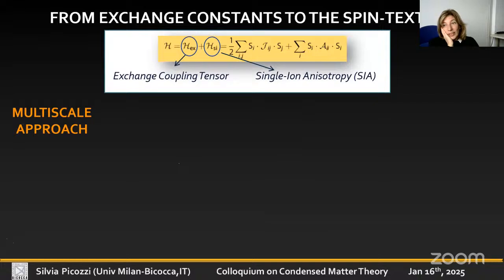Okay, but with DFT, you can only do small systems and zero temperature. And so to have some hint on the temperature dependence of the material, we generally use Monte Carlo simulation. So we use our parameters calculated by DFT in a spin Hamiltonian, which in this case contains a pairwise interaction in tensor form, and then single ion anisotropy.